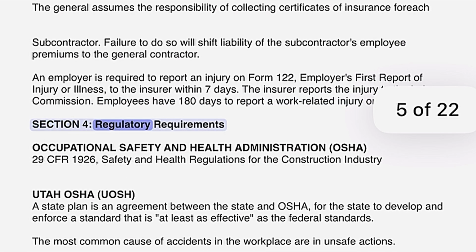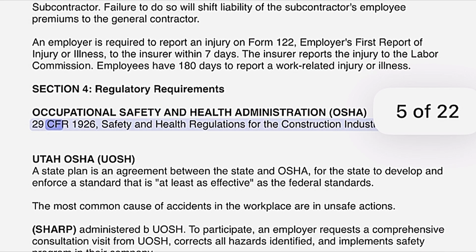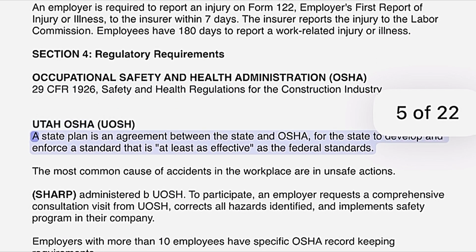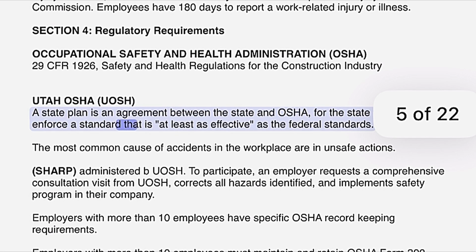Section 4, Regulatory Requirements. Occupational Safety and Health Administration, OSHA. 29 CFR 1926, Safety and Health Regulations for the Construction Industry. Utah OSHA, UOSH. A state plan is an agreement between the state and OSHA for the state to develop and enforce a standard that is at least as effective as the federal standards.